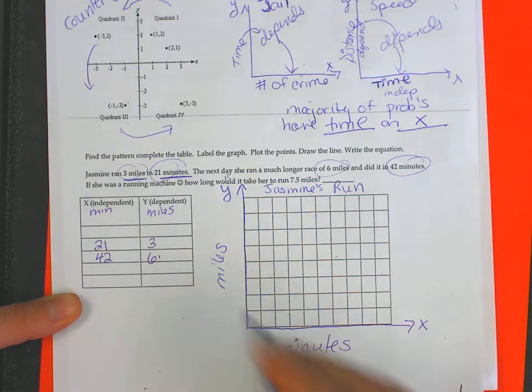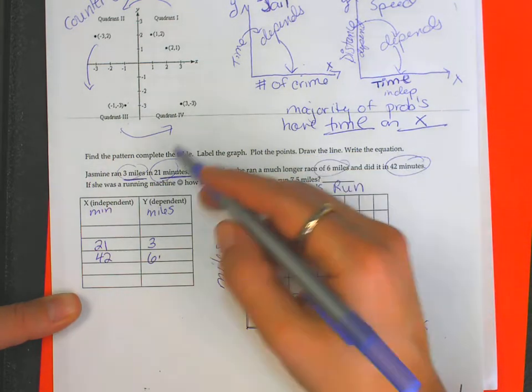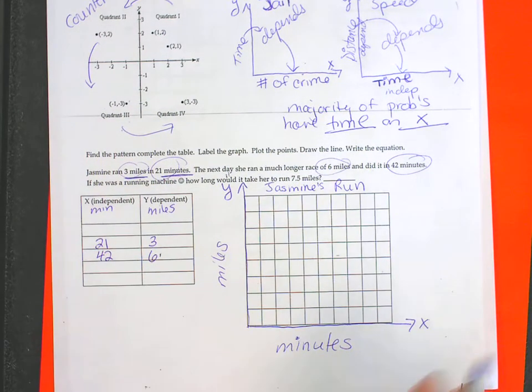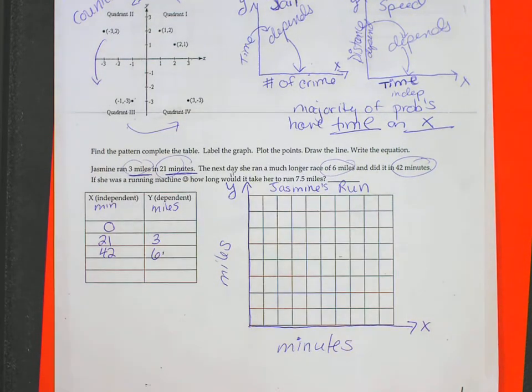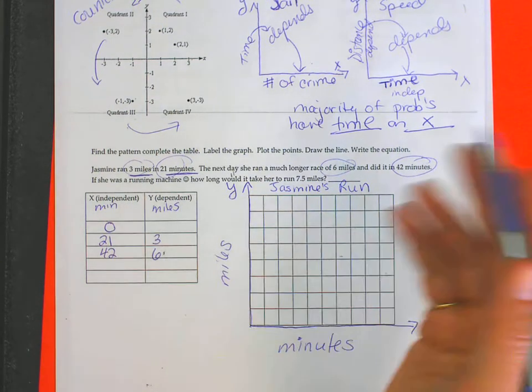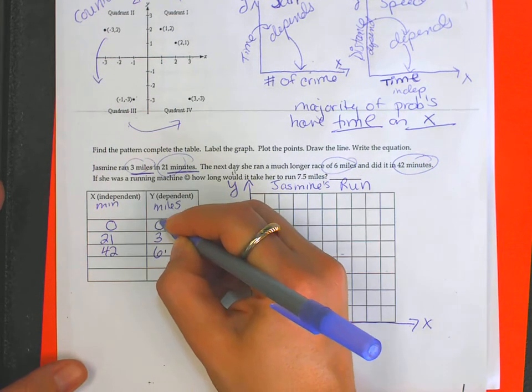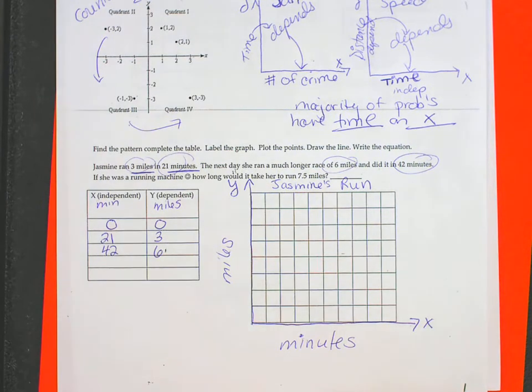So let's start with what's the start? The start of the race. How much time has gone by at the start of the race? 0. She's standing at the starting line. And at the starting line, how much distance has she traveled? 0. Okay? Not every single table we do is going to have 0, 0 in it. But if I'm running a race, that makes sense.